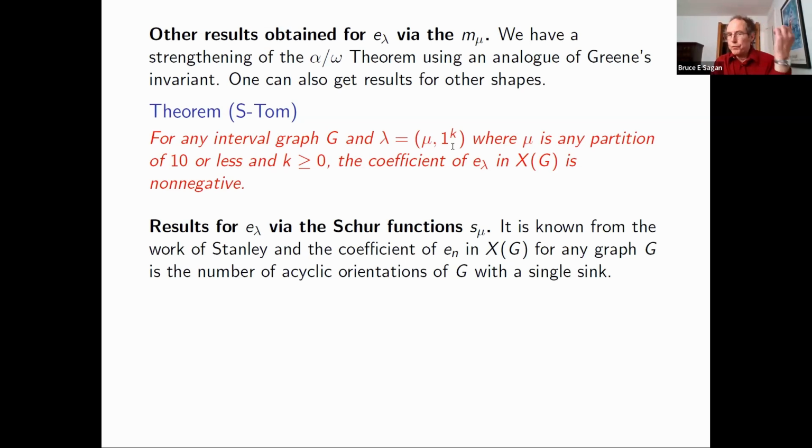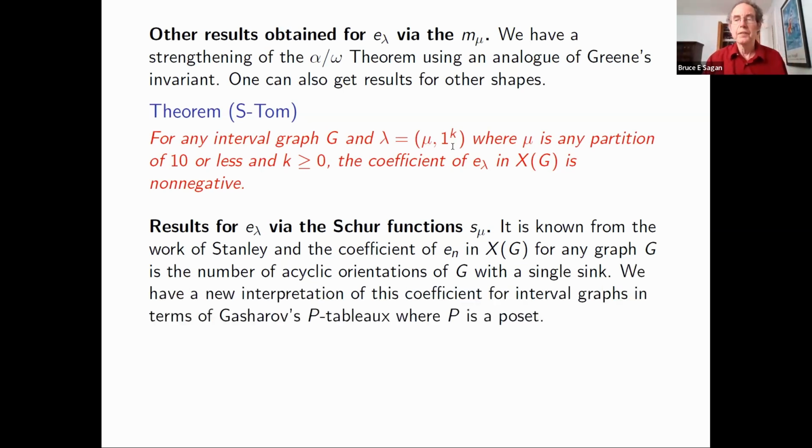So from Stanley's fundamental paper where he introduced these chromatic symmetric functions, he proved this very beautiful result, which as a corollary says that the coefficient of e_n in X of G has this beautiful combinatorial interpretation. It's the number of acyclic orientations of G with a single sink. And therefore, in particular, it's non-negative, right? Because it counts something. So this is true in any graph. In any graph, the coefficient of e_n is non-negative. Not necessarily some of the other coefficients.